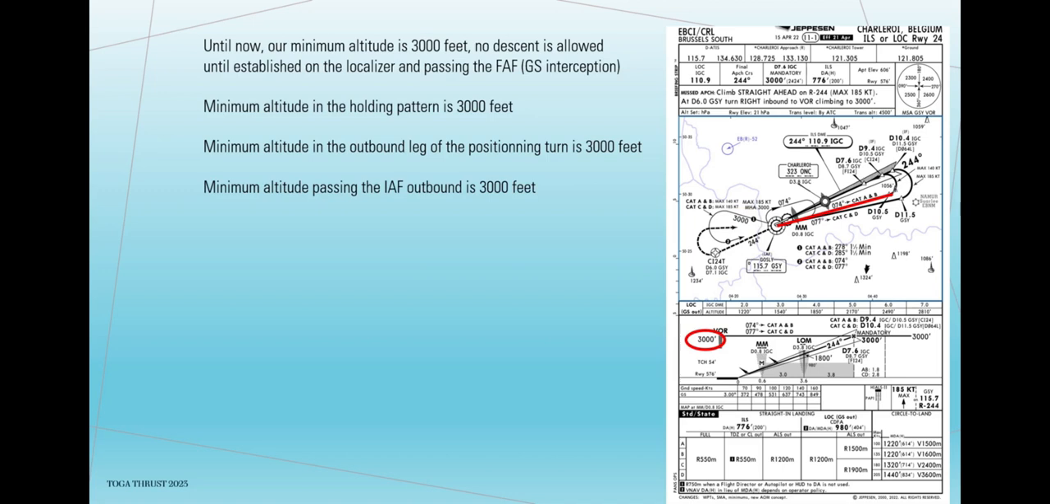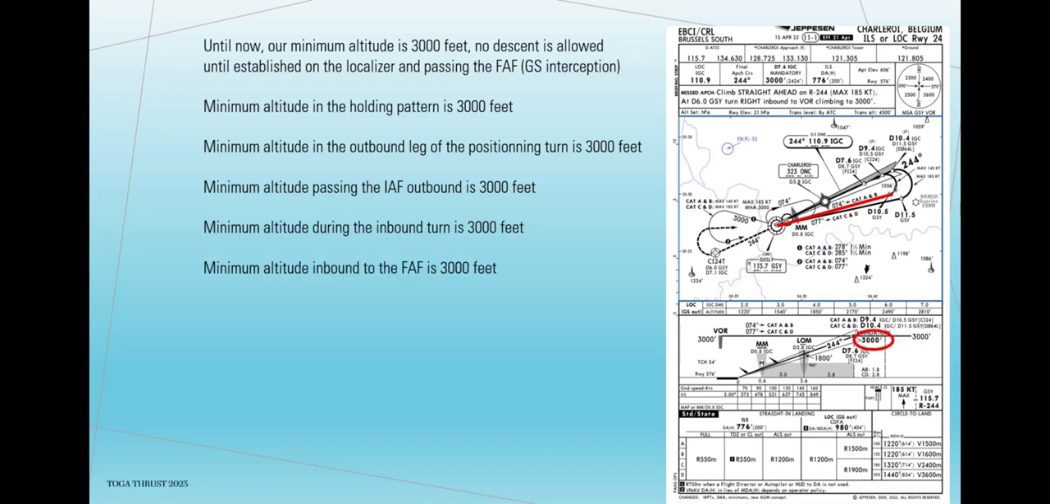Minimum altitude passing the initial approach fix outbound is 3,000 feet. Minimum altitude during the inbound turn is 3,000 feet. Minimum altitude inbound to the final approach fix is 3,000 feet. Final approach fix is indicated by this icon.